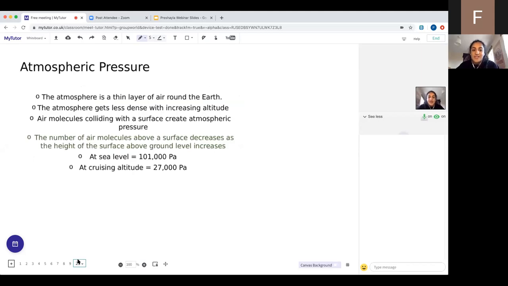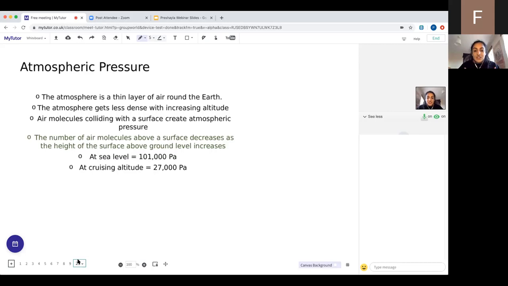Atmospheric pressure then is just this idea that we have a pressure in our Earth, which is caused by air molecules colliding with surfaces and with each other, creating this atmospheric pressure. Now, the atmosphere gets less dense as we get higher and higher from sea level. This is because the number of air molecules decreases as we get higher. If the number of air molecules decrease, the number of collisions also decrease. If the number of collisions decrease, we're not creating as much pressure.